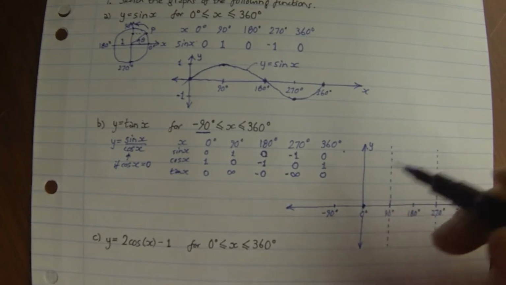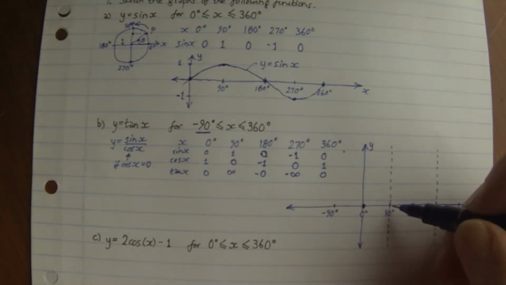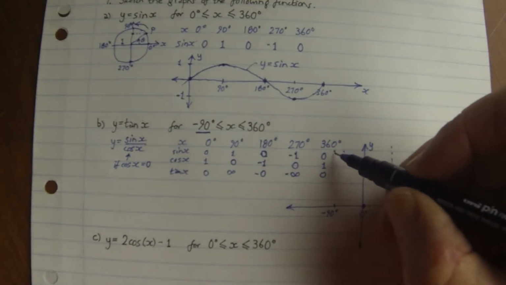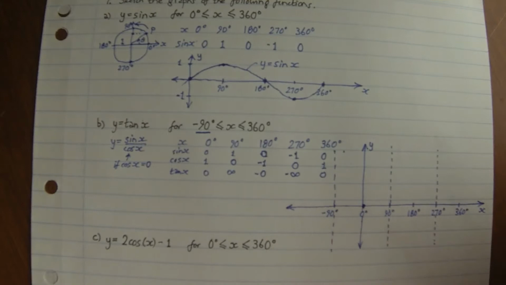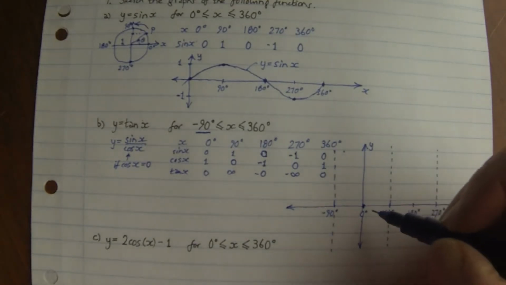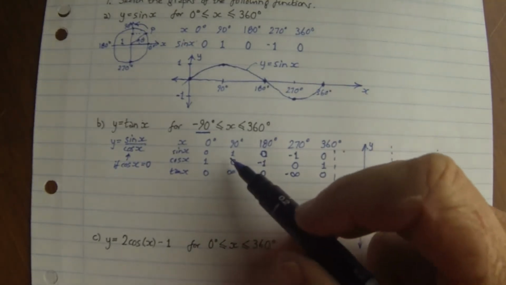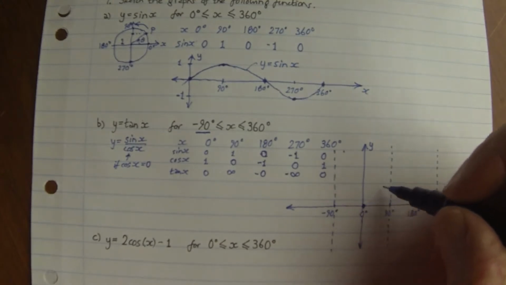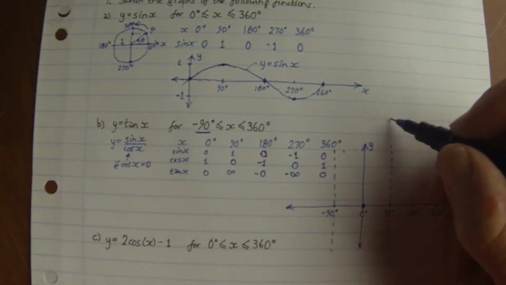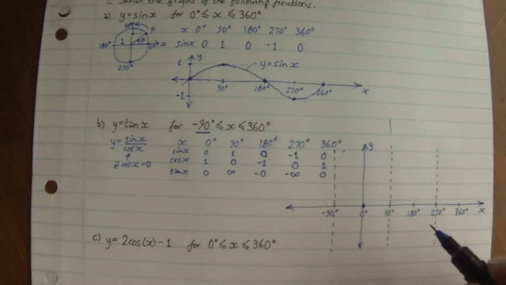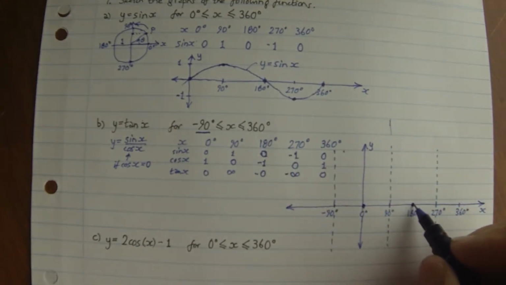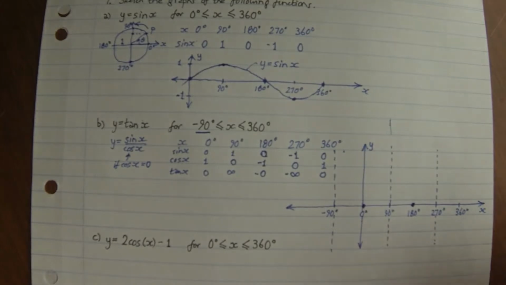And using the same logic, you'll notice these are 180 degrees apart, 180 degrees back here. We're going to end up with another vertical asymptote. Now I know at 90, if we were continuing on this way, we'd be up somewhere really, really high. At 180, I'm back at 0 again. And at 360, I'm back at 0 again.